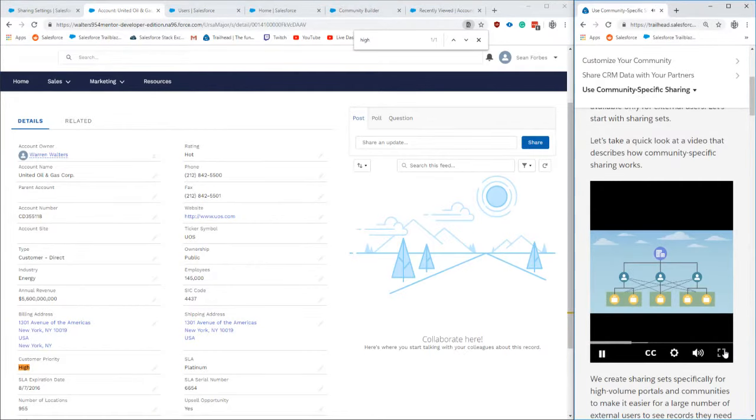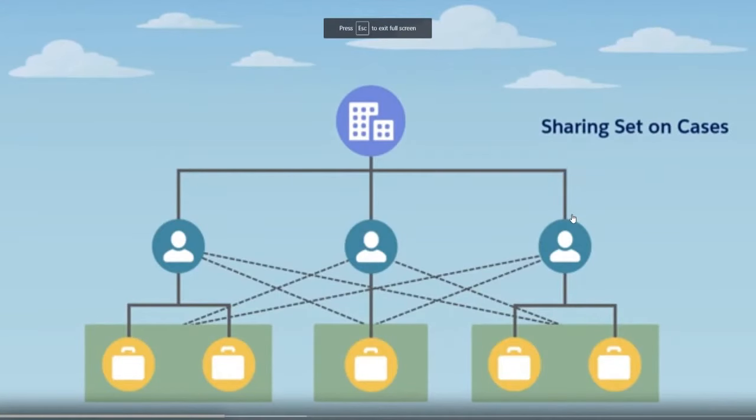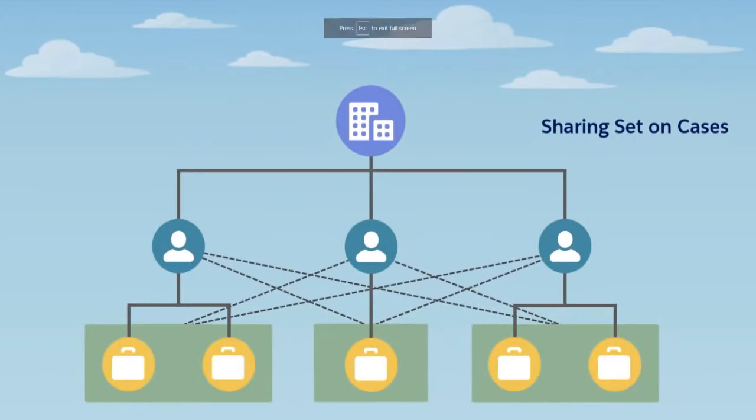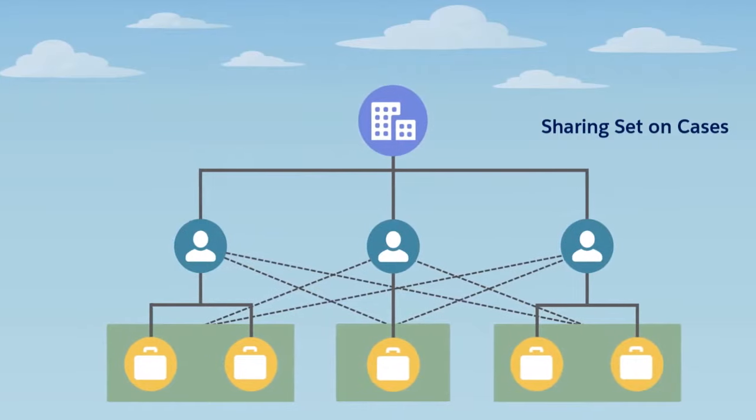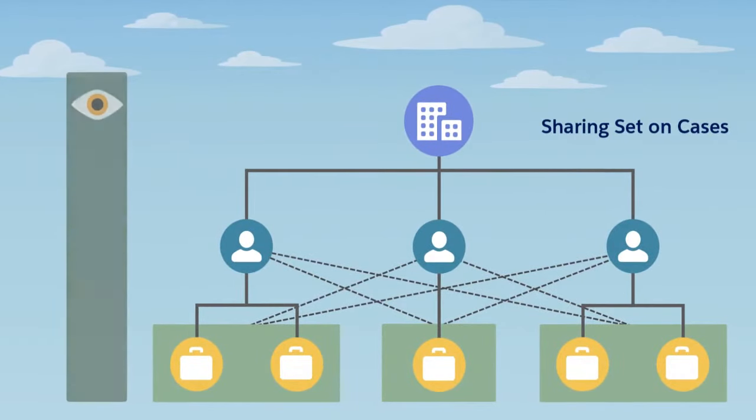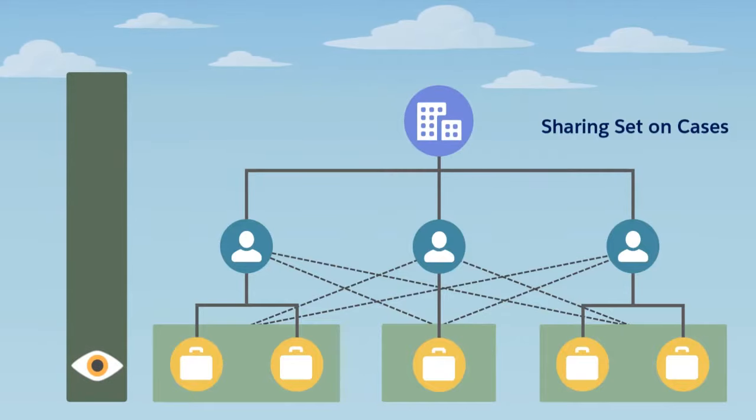To do this, Pacifica creates a sharing set on the case object, giving read access to cases owned by the users of the same account. In this way, users within the same account can see each other's cases. This sharing set is using a direct lookup.